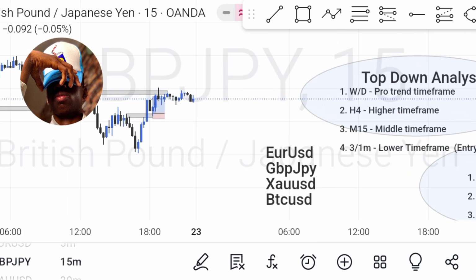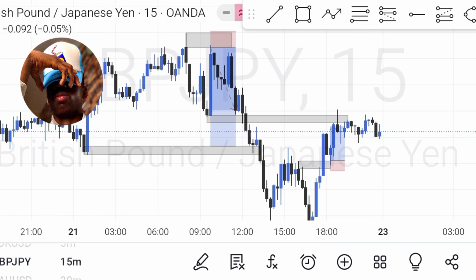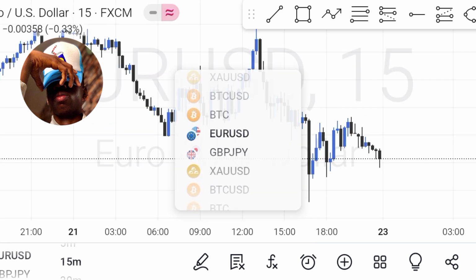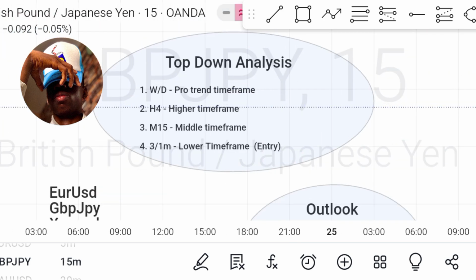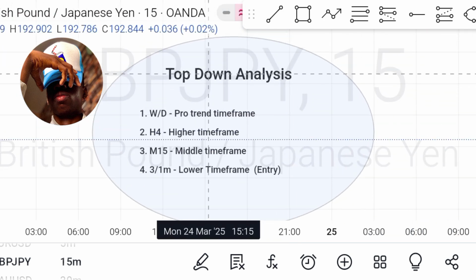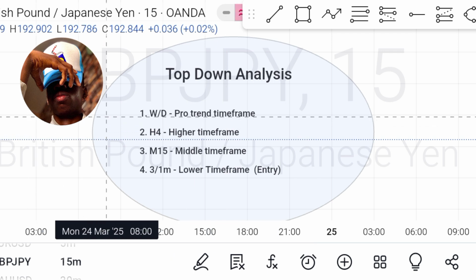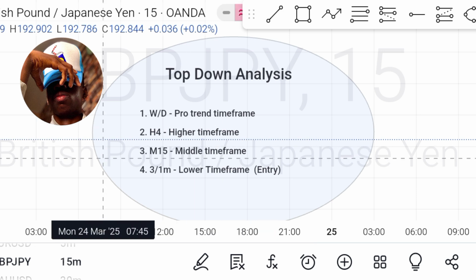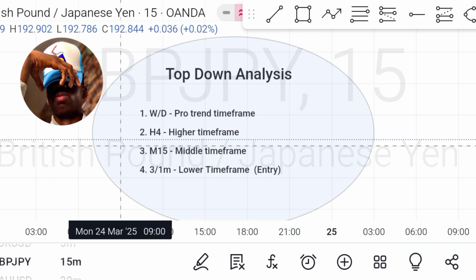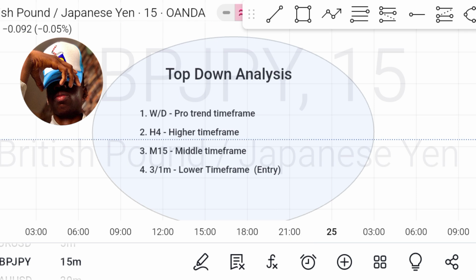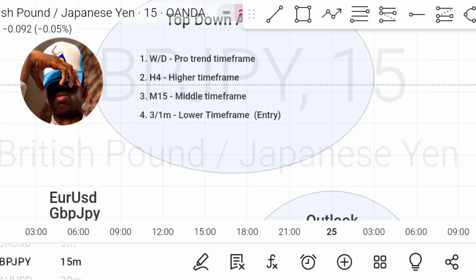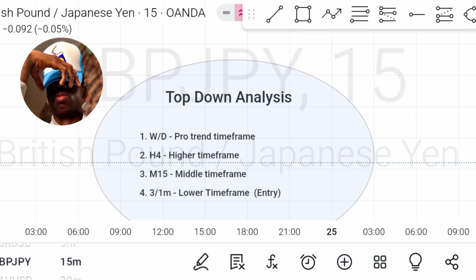So the first pair we're going to be touching is EUR/USD. Sorry, first of all, let me quickly take you through this. This is the top down analysis. We're going from the daily, which is our pro-trend time frame, the 4-hour time frame, higher time frame, 15 minutes middle time frame, and 3 or 1 minute is our lower time frame, which we can also call our entry time frame. If you don't know how to put all this together, I could do a video on top down analysis.